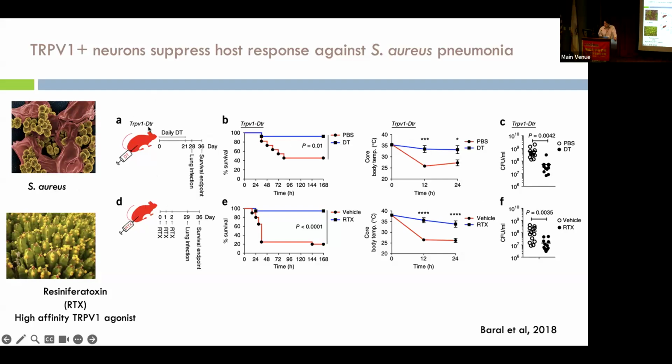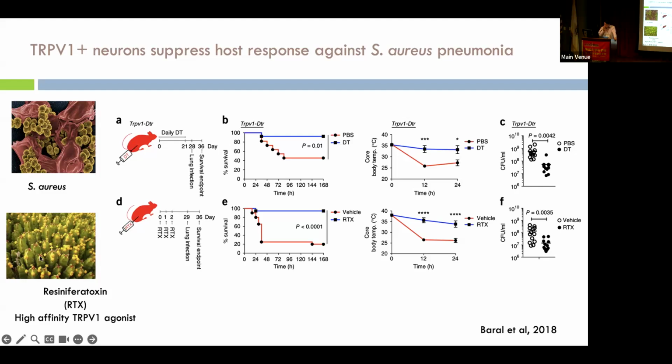One is using a TRPV1-DTR mouse, where we can kill off the neurons with diphtheria toxin injection. And then if we gave them Staph aureus afterwards, you could see they actually did much better. They survived more than the control, and they maintained better body temperature, and they cleared the bacteria more.